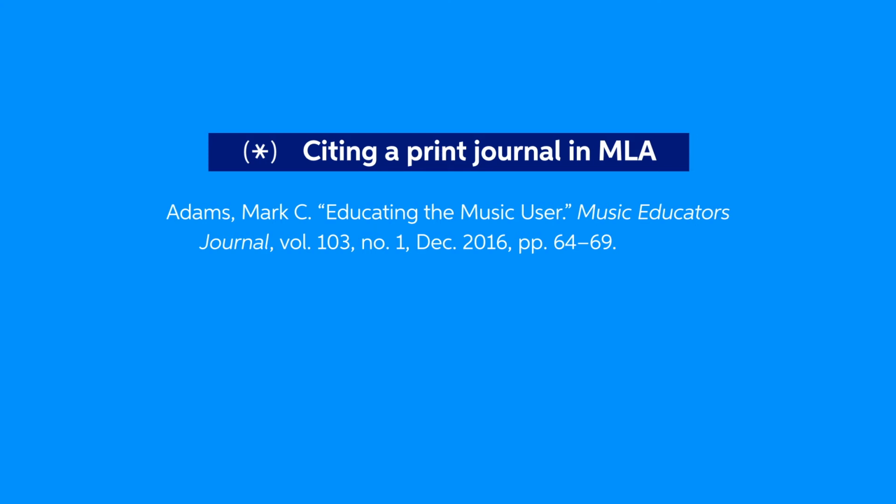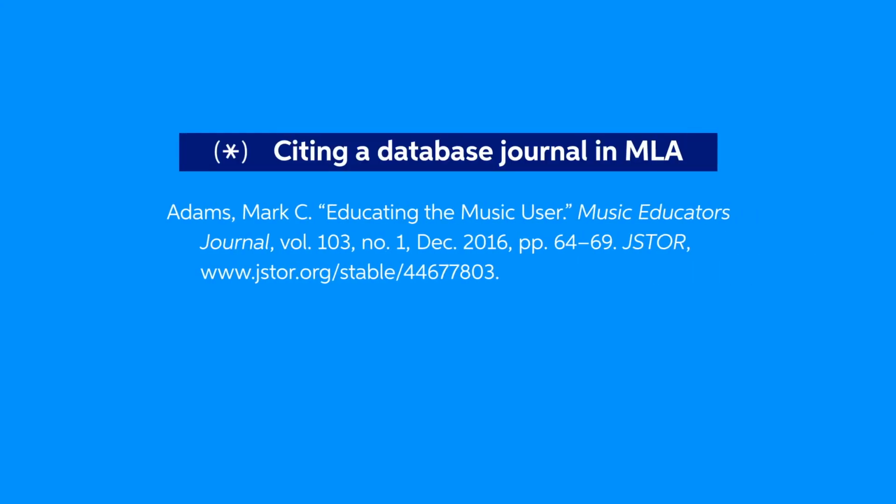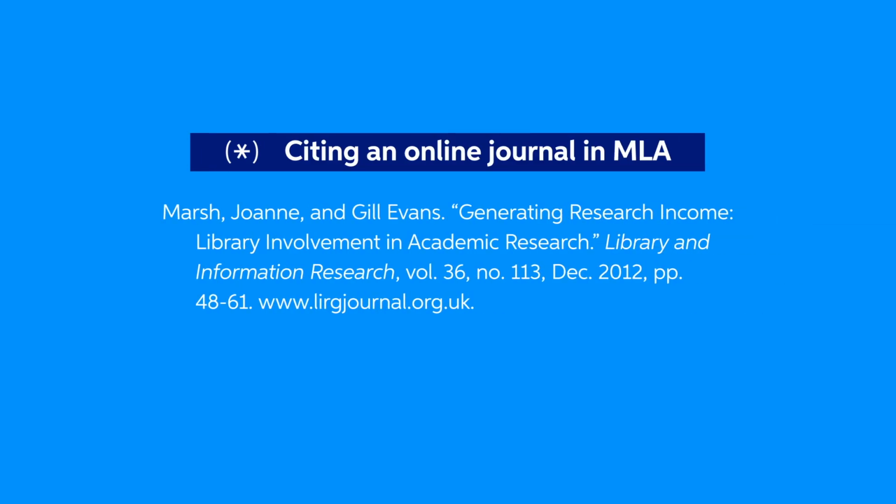If you found the article in a printed journal, that's all you need. However, if you found the article using an online database, list the name of the database in italics after the page numbers, followed by a comma. Then paste the DOI link, URL, or permalink, followed by a period. If you found the article online without using a database, place a period after the page range and include the DOI link, URL, or permalink.